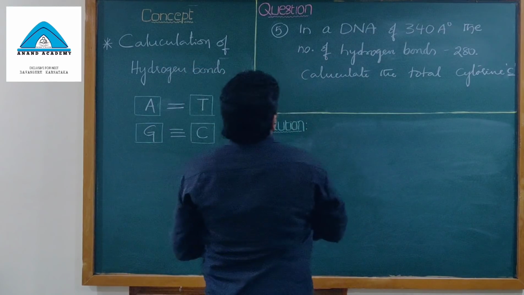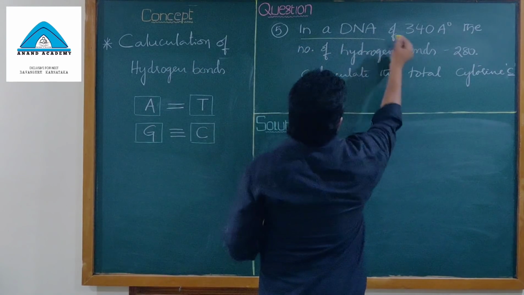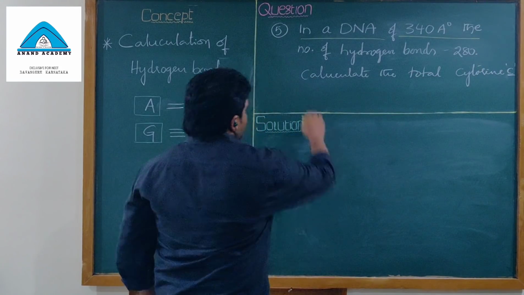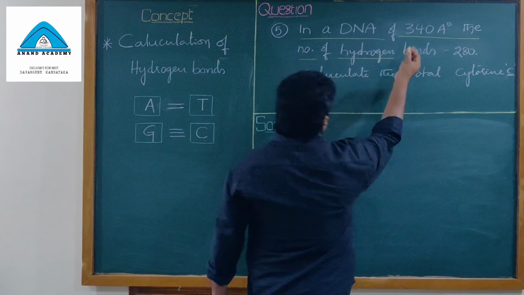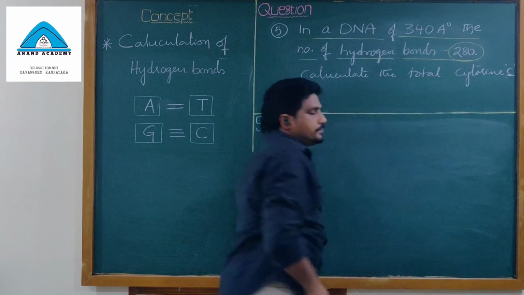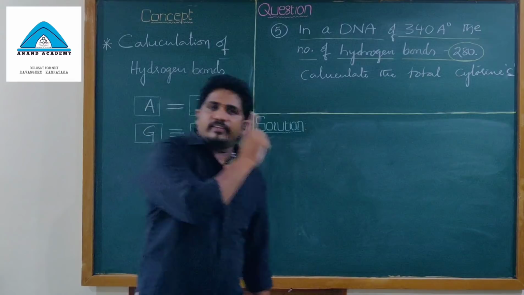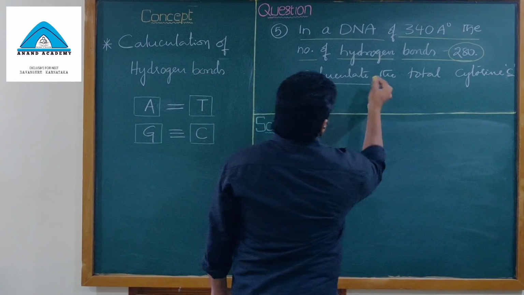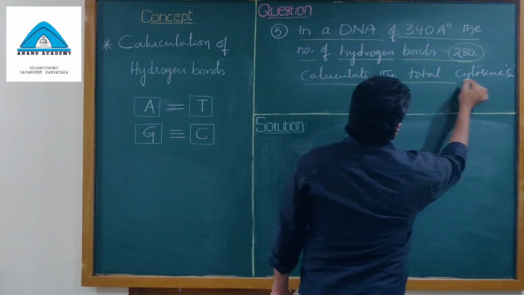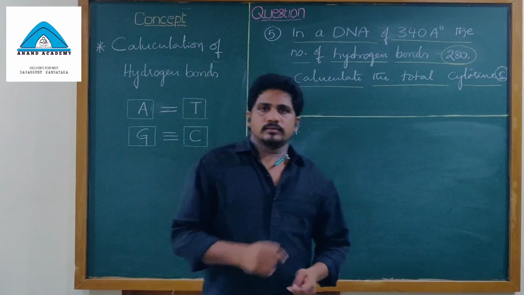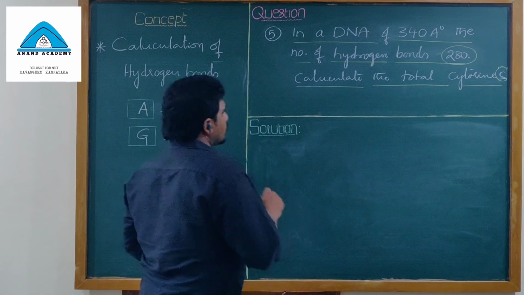Read the question carefully. In a DNA which is about 340 angstroms in length, the number of hydrogen bonds in the given DNA is 280. So the number of hydrogen bonds is given in the question, that is 280. They are asking to calculate the total cytosine, that is C. Okay, let us solve this now.